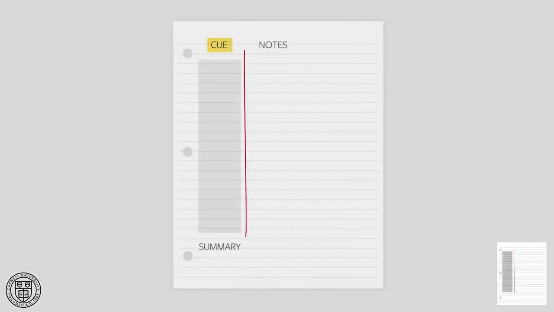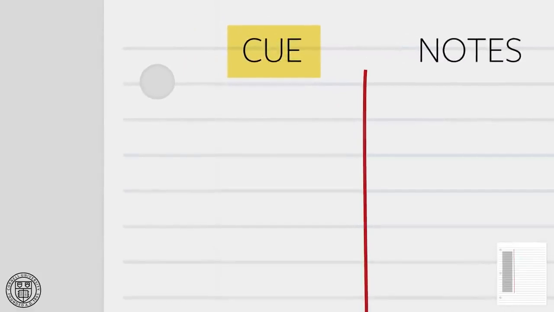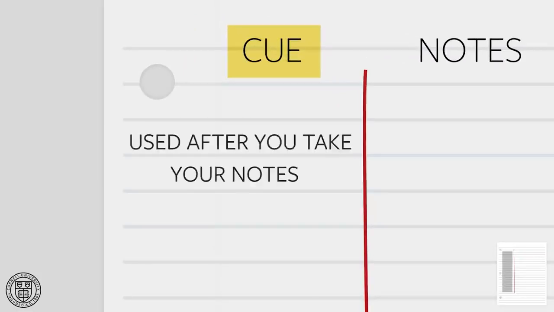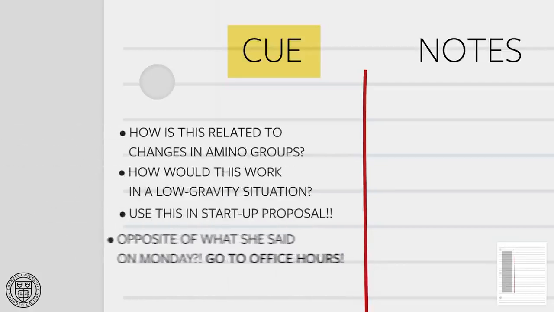Students use the Q section for all kinds of questions and comments. Traditionally, the Q column of Cornell Notes is used after you take your notes. This is the place where students add questions that will help them remember or organize the material.